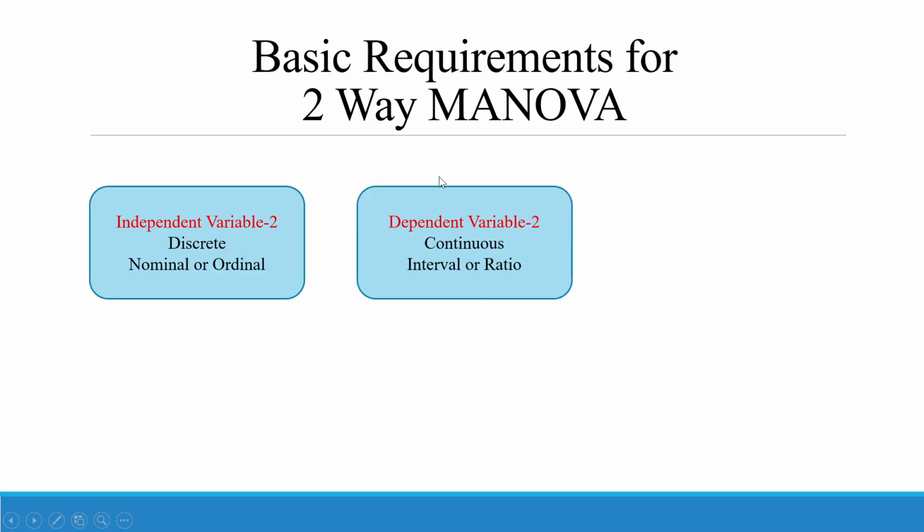Some basic requirements for running two-way MANOVA are: it requires two independent variables on the scale of nominal or ordinal, that is discrete, and two dependent variables on the scale of interval or ratio, that is continuous.